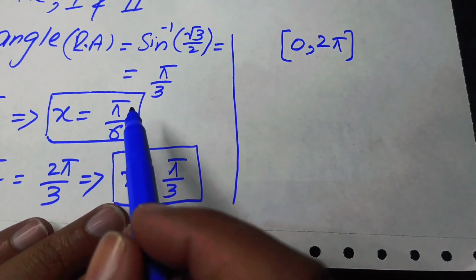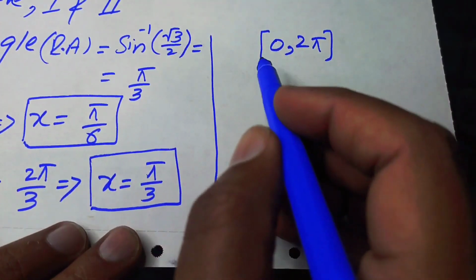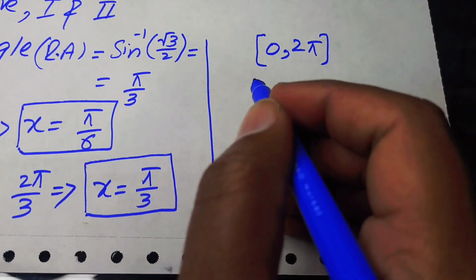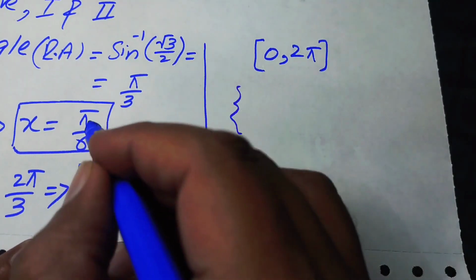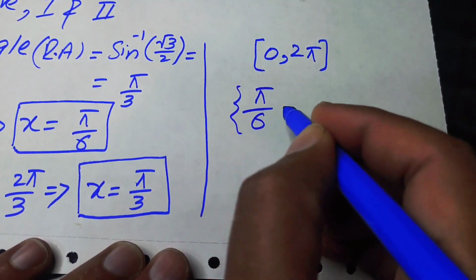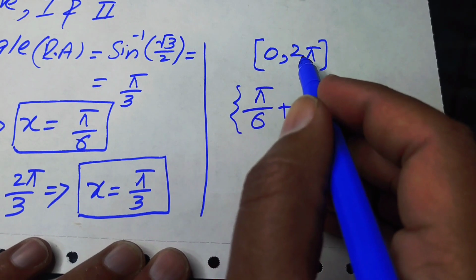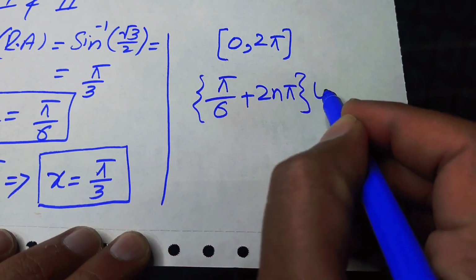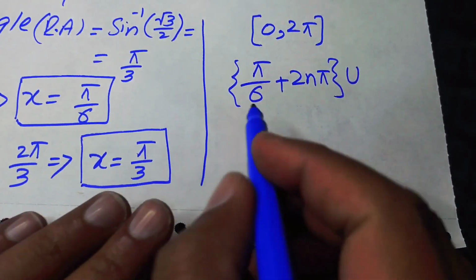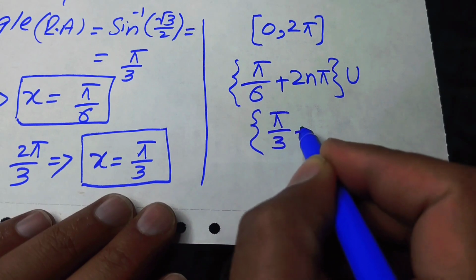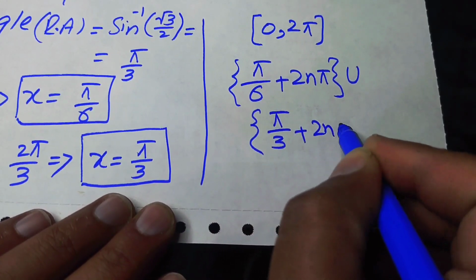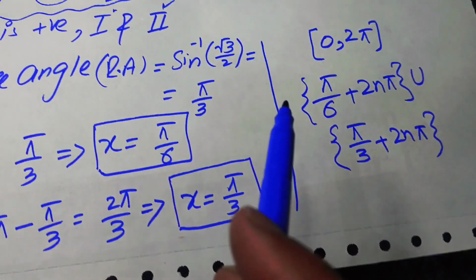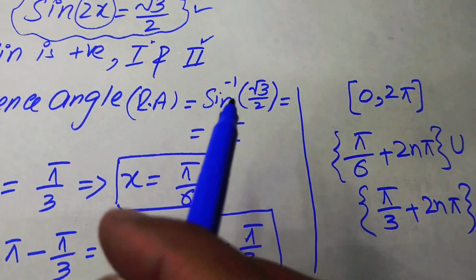Okay, so in order to find the general solution, we add the general period to both of the solutions. So we first add to pi by 6, because the period of sine is 2 pi, its general period is 2n pi, and union, here the other solution is pi by 3, and here we again add the general period, and this is our final solution or final answer of the given trigonometric equation.